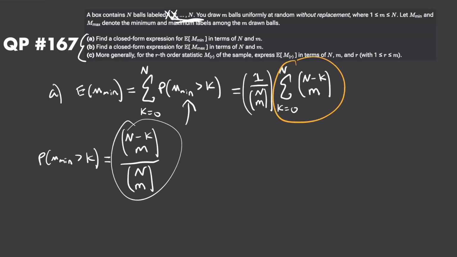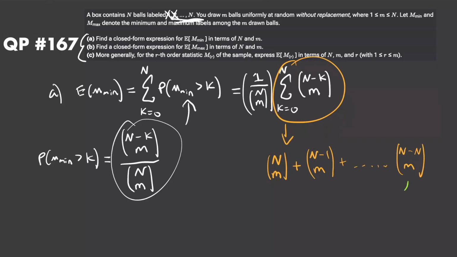So if we look at what this sum right here is just going to be equal to, if we just write out a few terms, it's going to be equal to n choose m for our first term, and then k is going to iterate to 1. So we're going to have n minus 1 choose m, and then n minus 2 choose m, etc., all the way up to basically n minus n choose m, right? That's going to be our final term.